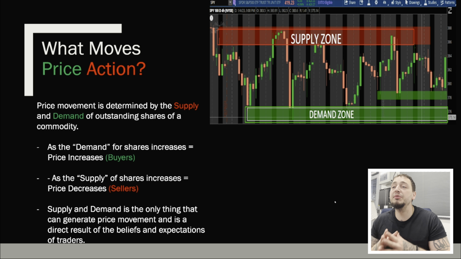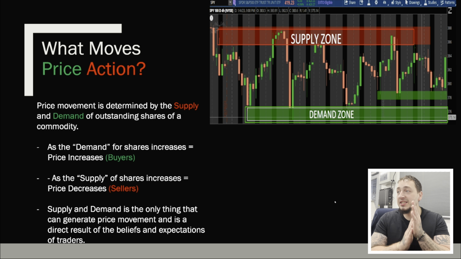So what moves price action? This is very important. I'm not sure where you are in your trading career, but in my beginning years, I believed in indicators, the RSI, the MACD, the moving averages, the oscillators, all the mathematicians and mathematics that go into it. Ladies and gentlemen, all that is bullshit. Excuse my language. But the only thing that moves the market is supply and demand. So price movement is determined by the supply and demand of outstanding shares of a commodity.